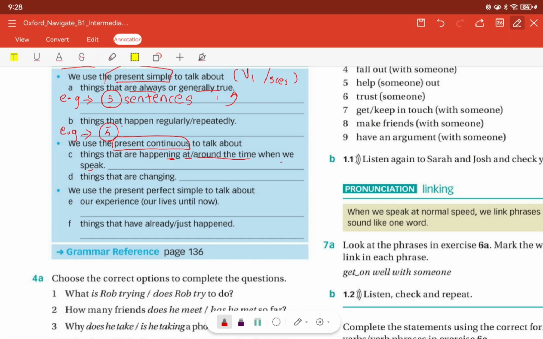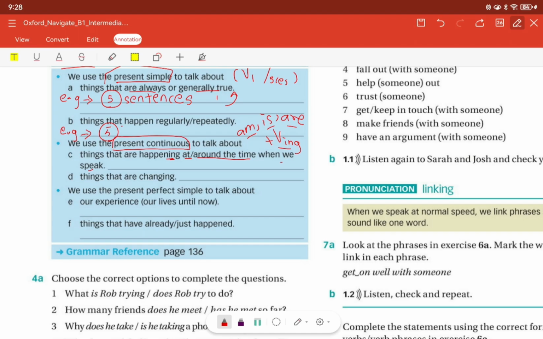So the present continuous form is be plus verb-ing. As it is the present, you use am, is, or are plus verb-ing. For example, I am using my phone. He is using his phone. They are using their phone. So make sure you use the helping verb together with -ing when you use the present continuous tense.